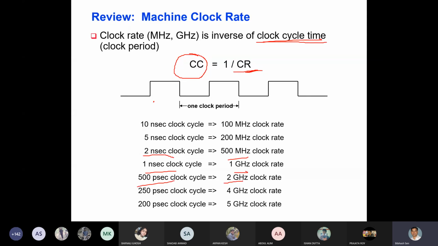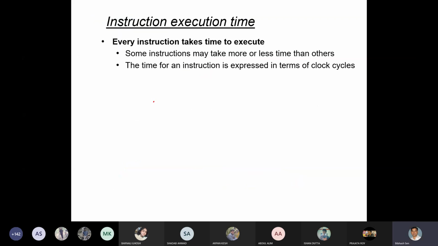Since most of you belong to this zone, I think 3.2 is a good computer, about 2 gigahertz. Now, a 500 picosecond or 200 picosecond clock cycle, this type of parameter is still not available in the market. So this is the clock rate.